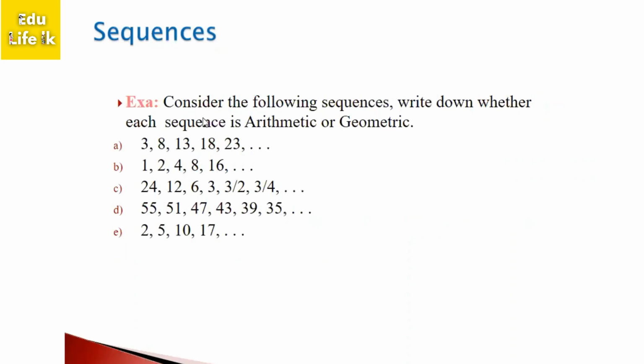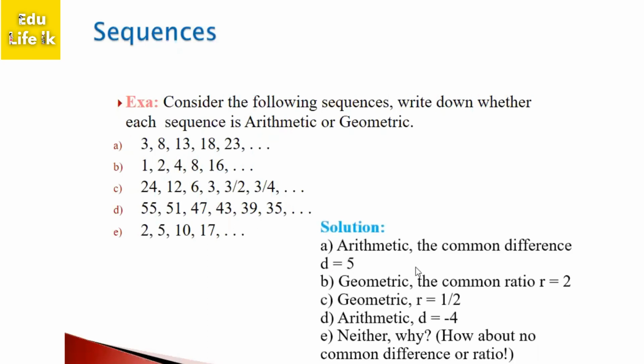Now there's an example based on the previous content. Consider the following sequences. Write down whether each sequence is arithmetic or geometric. Now these are the answers. The first one is arithmetic, with a common difference of 5. The second one is geometric, there's a common ratio. The third one is geometric, with a common ratio because 12 over 24 is half. That is the common ratio.